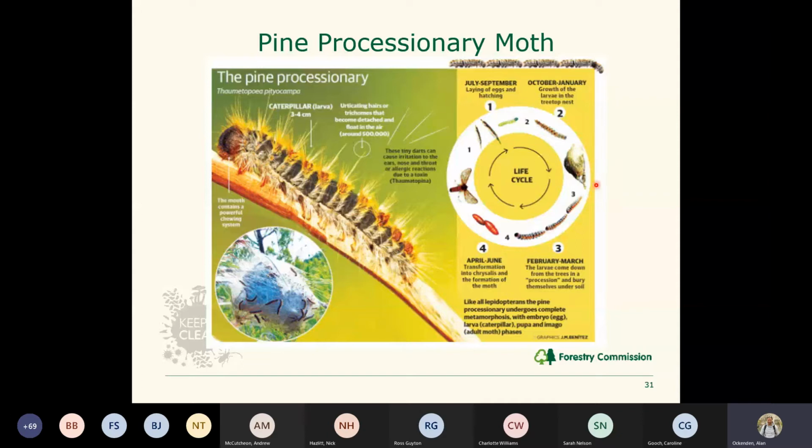That carries on through the winter till about February, March time, when they process down the tree into the soil. They pupate in the soil, and then emerge as adults through till about June time. The caterpillars look slightly different from oak processionary moths. These have a rather consistent hair pattern on them, whereas oak processionary moth is spiky and inconsistent. This is nice and generally fluffy, with nice dark blue bands in between those orange hairs that are on a stripe along the back.